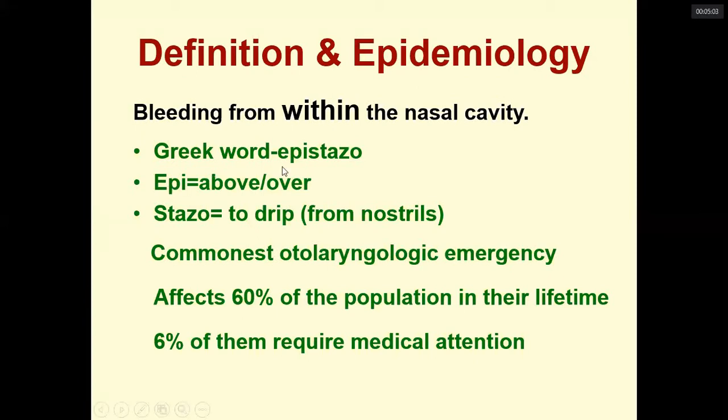This word epistaxis comes from the Greek word epistazo, where epi means above and stazo means to drip from the nostril. It is the commonest otolaryngologic emergency, and it affects 60% of the population in their lifetime, while only 6% of them require medical attention. This is a very important point. So many people get affected, but so few require medical attention.